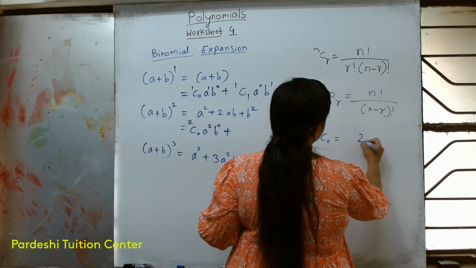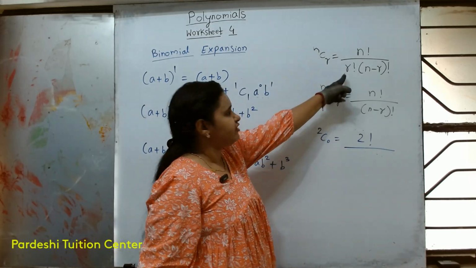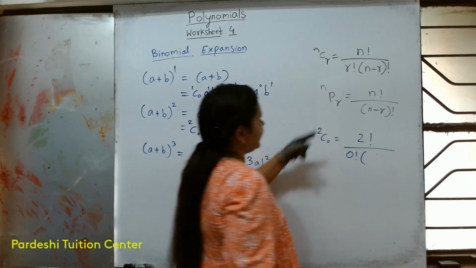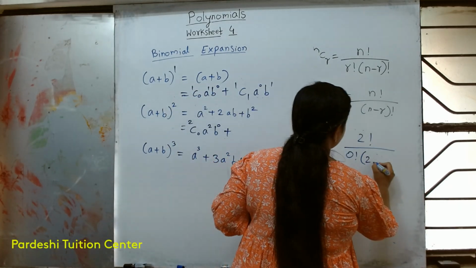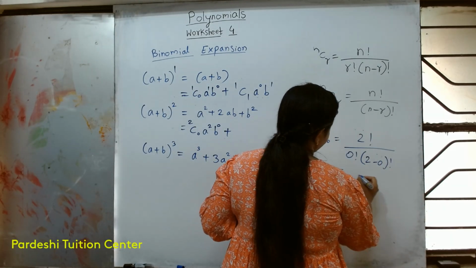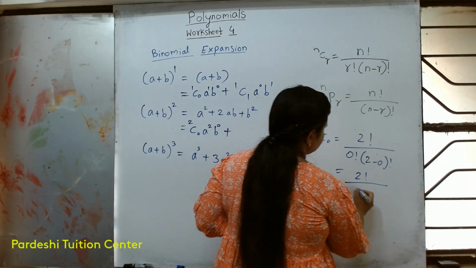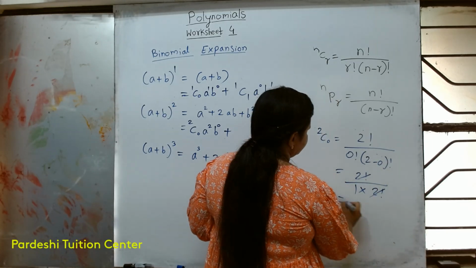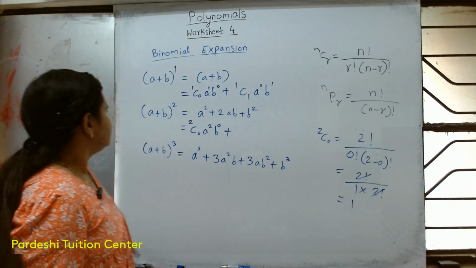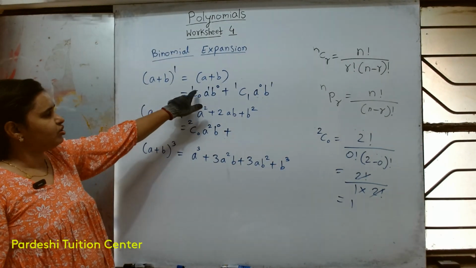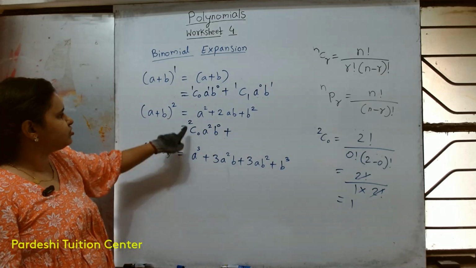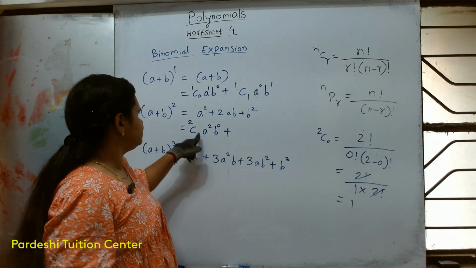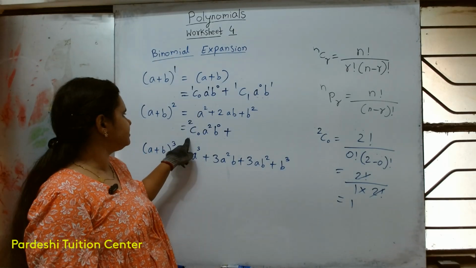If I take 2c0, n factorial means 2 factorial upon r factorial, where r is 0, so 0 factorial, and n minus r means 2 minus 0. So it will be 2 factorial upon 0 factorial, which is 1, and 2 minus 0 that is 2 factorial, so it is again coming as 1. Here the power was 1, so I wrote 1c0; here the power is 2, so I wrote 2c0. But the answer is coming as 1 only. Here the coefficient is 1.